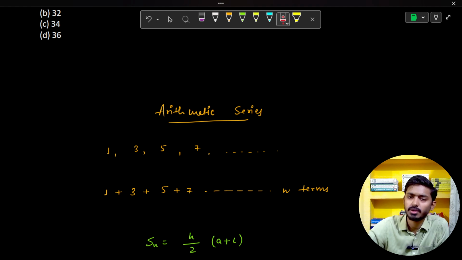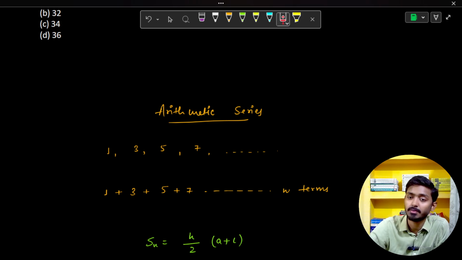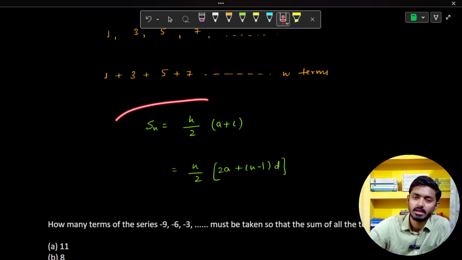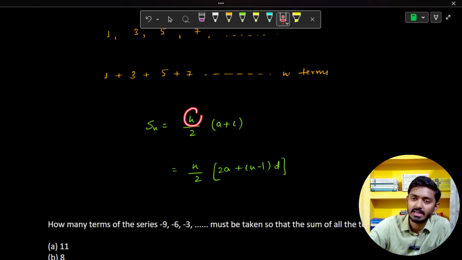Now, generally when you are given 1, 3, 5, 7, 9 and so on, you call that an arithmetic progression. But when you are asked to find the value of 1 plus 3 plus 5 plus 7 all the way to some certain term, you call that a series, an arithmetic series. How do we find the value of such questions? The formula is very simple. Sn equals n by 2 (a plus l). N is the position of the term, a is the first term, and l is the last term.